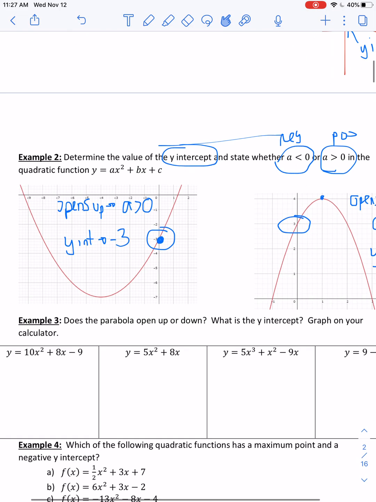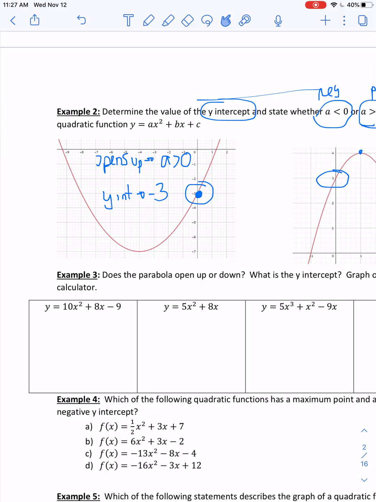All right, let's move into example 3. So now in example 2, we looked at a graph to determine if we had an a value greater than 0 or less than 0. Now we're going to look at the equation and try to figure out if the parabola would open up or down. So in this first question here, we have a positive 10x squared. So because it's positive, that means that my graph would open up.